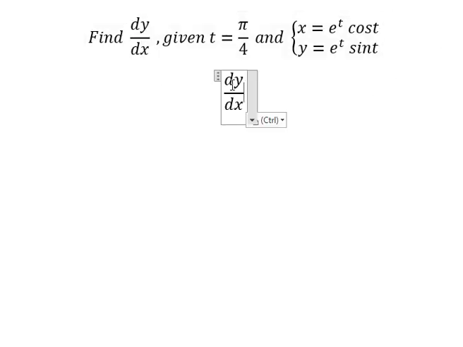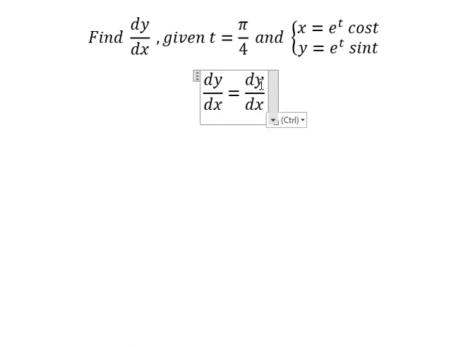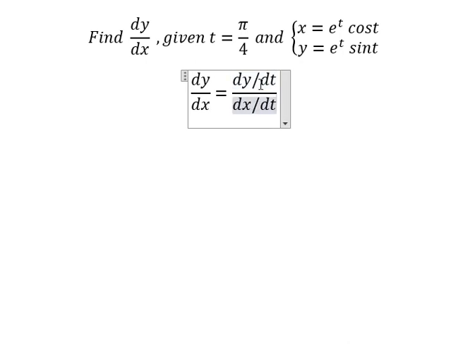So we want to find dy over dx. So in this one I can put dt over dt in here, because this one and this one can cancel and we return back to dy over dx.